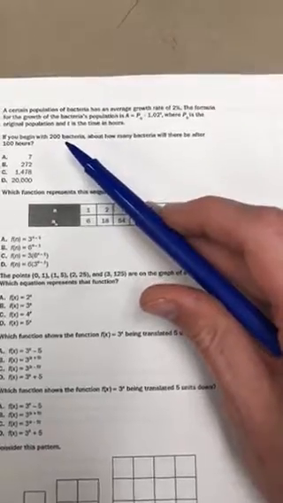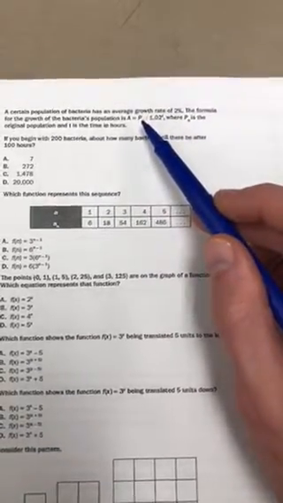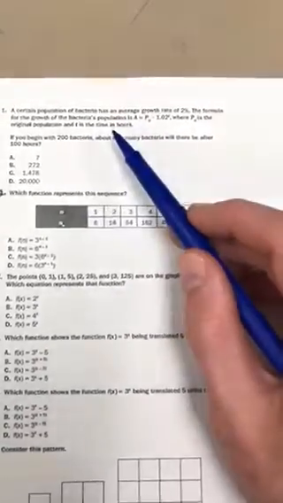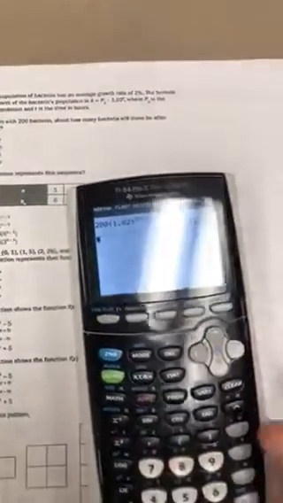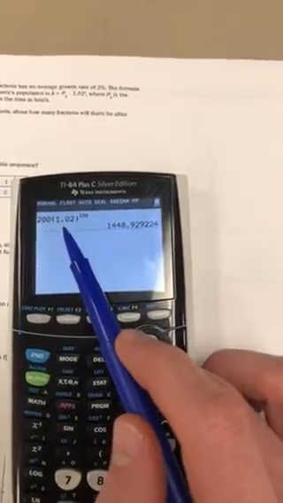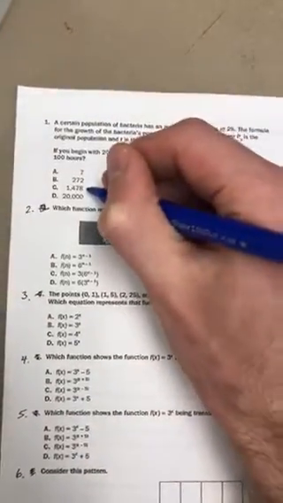So down here, you begin with 200 bacteria. Well, that's the P sub 0. And how many bacteria will there be after 100 hours? Well, that's your T. So all I'm going to do is use my calculator. I'm going to plug in 200 times 1.02 to the 100th power. I get 1448. So that means the answer that's closest to this is C.